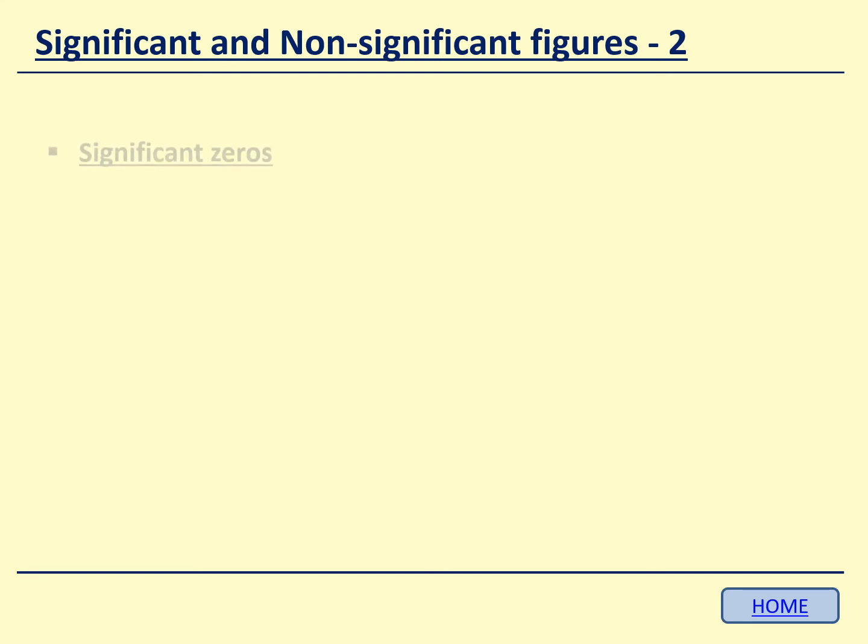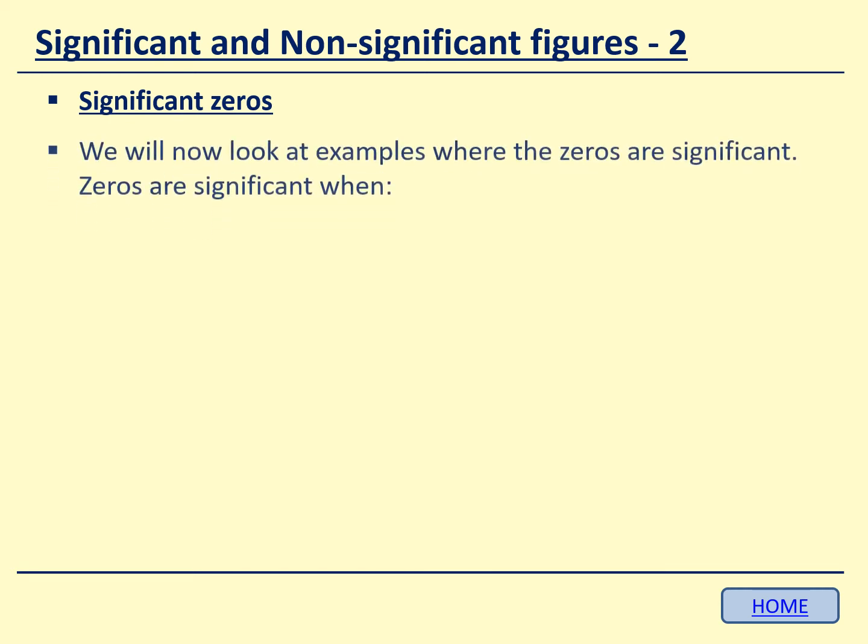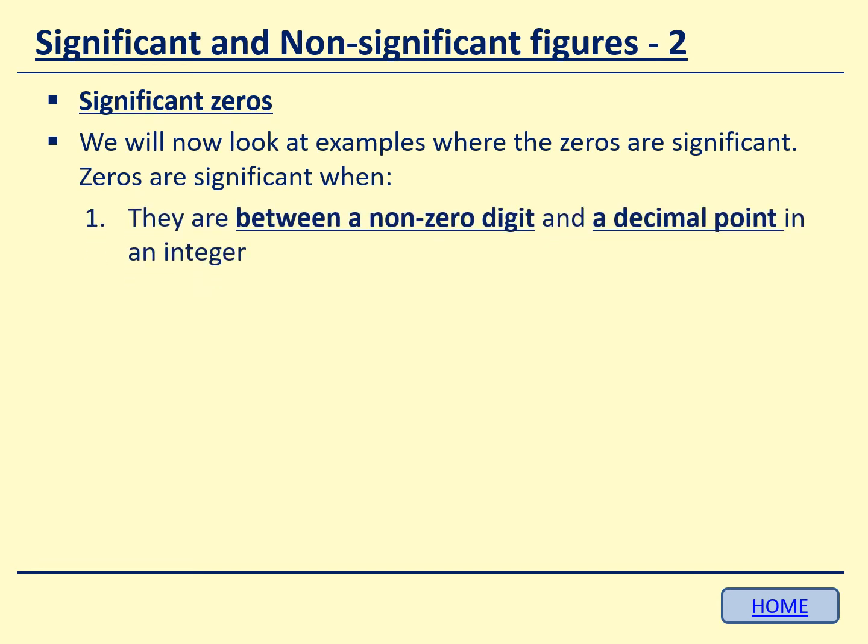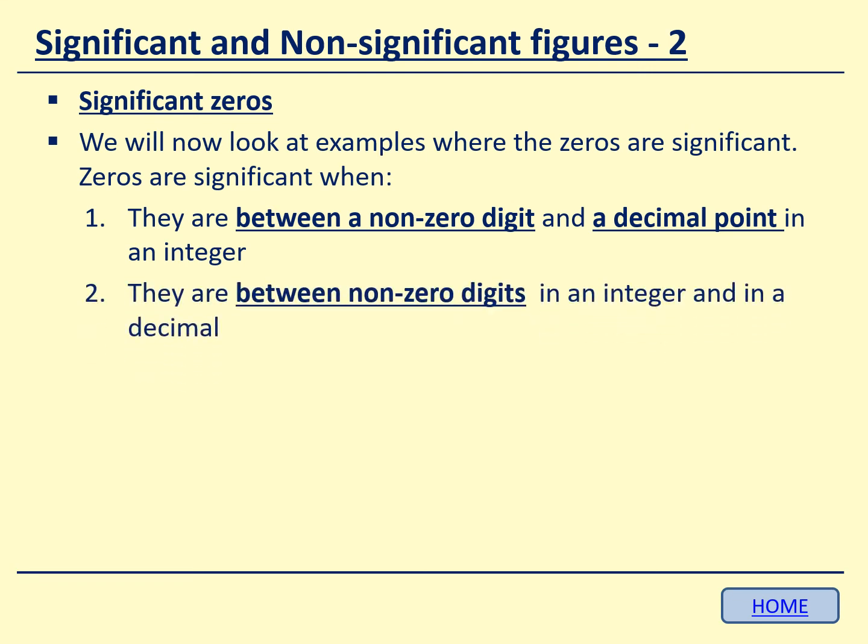So we're going to continue looking at significant and non-significant figures. Up until now we've looked at non-significant zeros and talked a little bit about the ones that were significant. The significant zeros are when they're between a non-zero digit and a decimal point. That sounds quite complicated, but we'll explain it. They're between non-zero digits in an integer and a decimal.